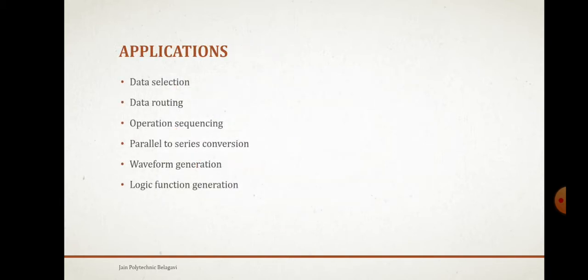Up next, applications. A multiplexer is used for data selection, in order to pass the data at high accuracy. We need multiplexers for data routing, operation sequencing, parallel to serial conversion, waveform generation, and logical function generation.